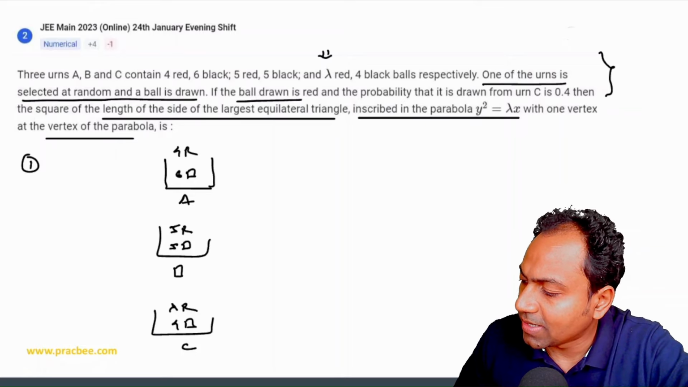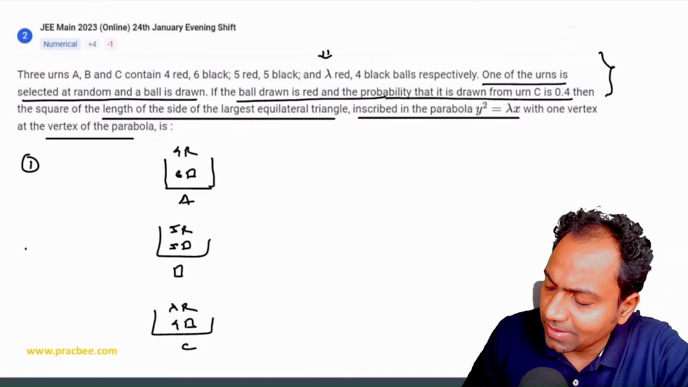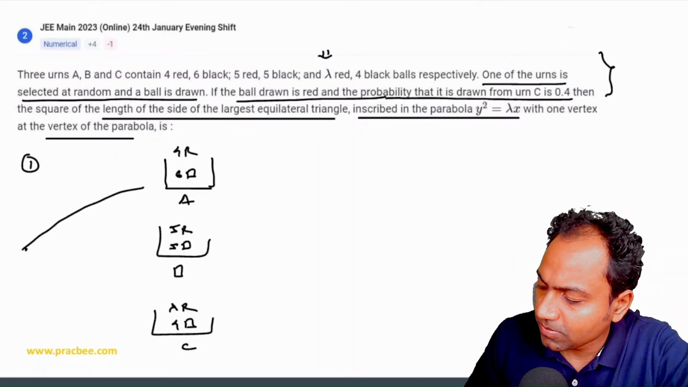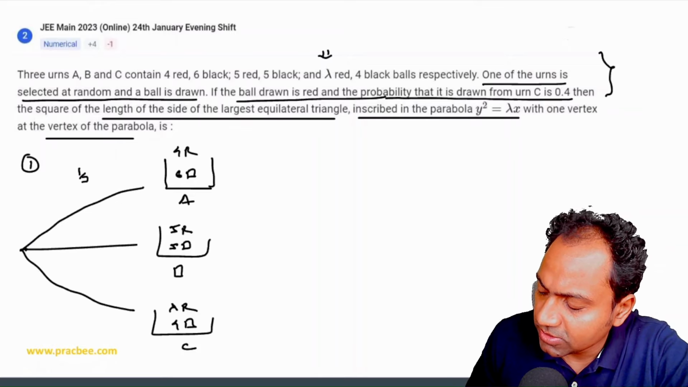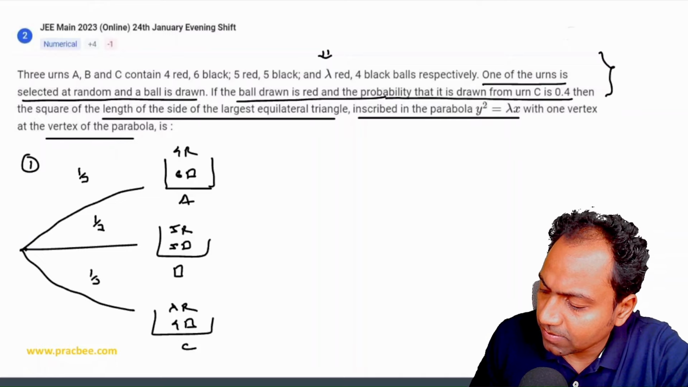If the ball is red, the probability that it is drawn from urn C is 0.4. So now clearly it is a question based on Bayes theorem. What they are doing is choosing an urn randomly. So that means this probability becomes 1 by 3, 1 by 3, 1 by 3.